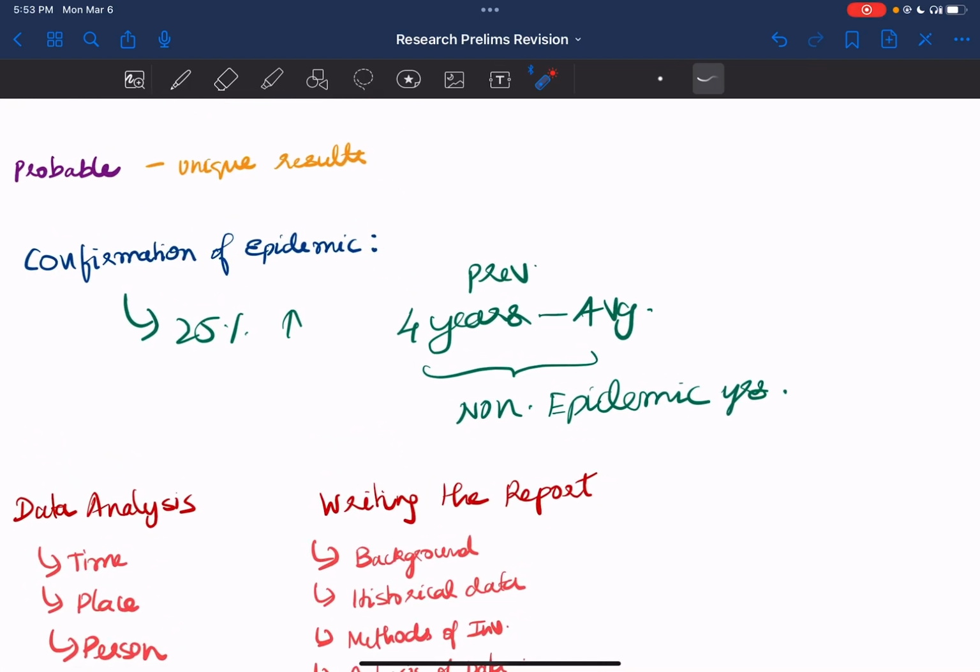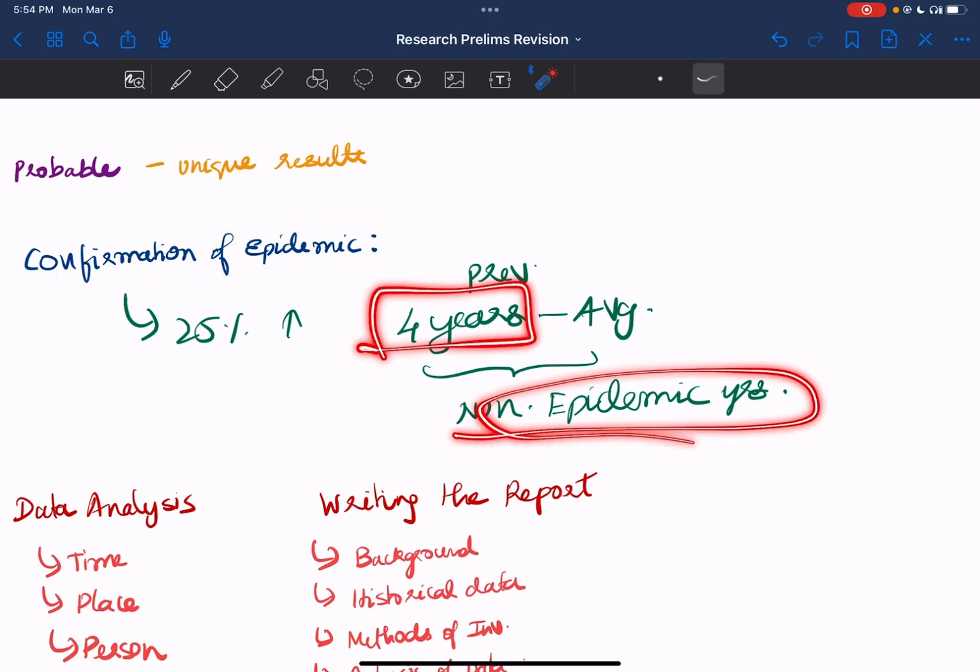Okay. Now, there is this criteria to confirm epidemic. What is that criteria? There should be a 25% increase in the cases of a specific disease compared to the average of the past 4 years' appearance of those diseases. Okay, let's say 2023 now. So 2022, 21, 20 and 19, there has been this disease, but not a lot. So you take the average of that, and if the 2023 count of the disease is more than 25% above the average you took, that means you can confirm that it is an epidemic. Okay, and remember, all these 4 years should be non-epidemic years.